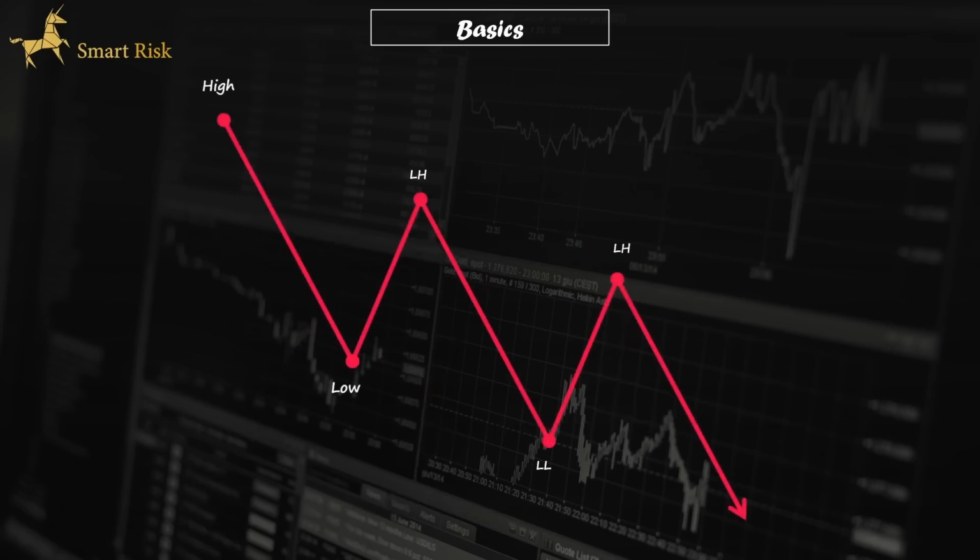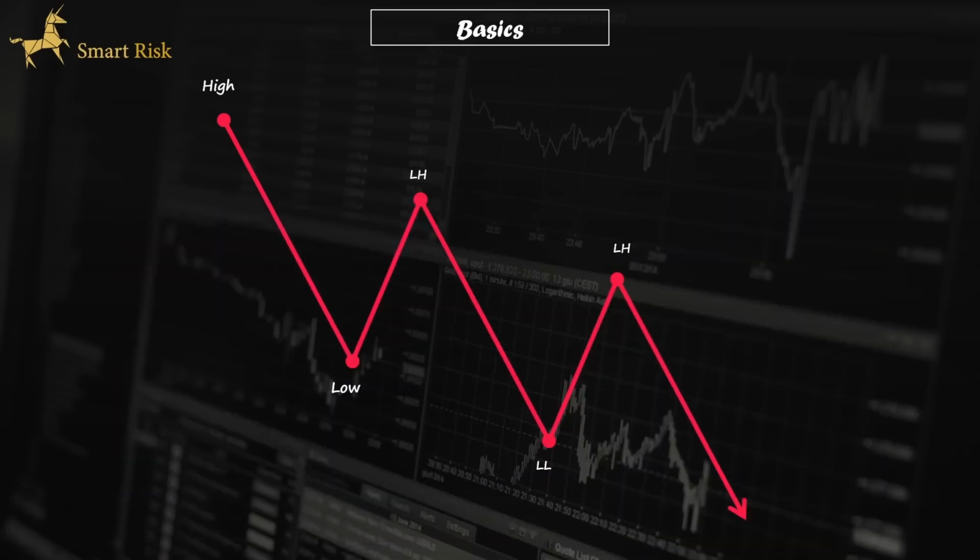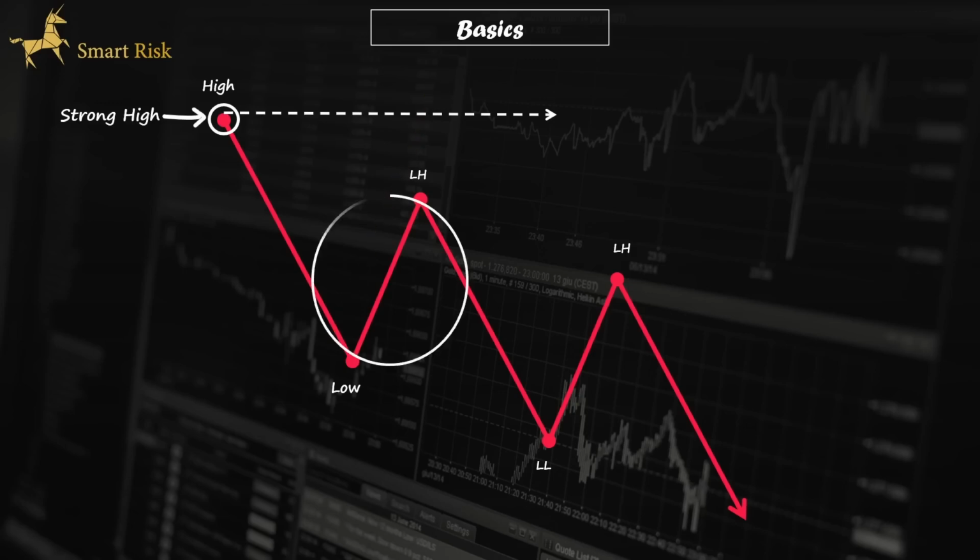Let's imagine we have a bearish structure like this. So what are the strong and weak structural points inside this structure that need to be recognized? In the bearish scenario, if the price breaks a structure to the downside, it creates a strong structural high point. In this example, we see that the price is in a downtrend and has created a series of lower lows and lower highs. Let's say that we have a strong high at the extreme. As you can see, the price couldn't break it to the upside, and after a retracement, it pushed to the downside and created this weak low point.